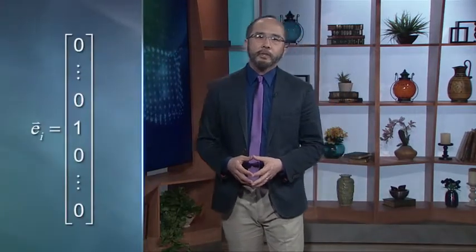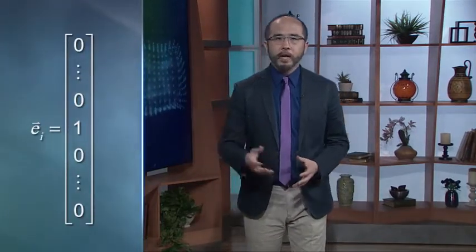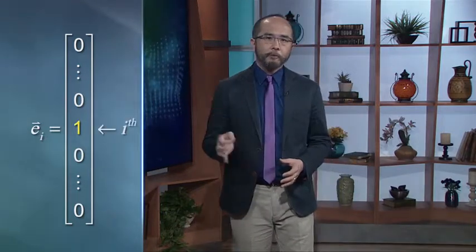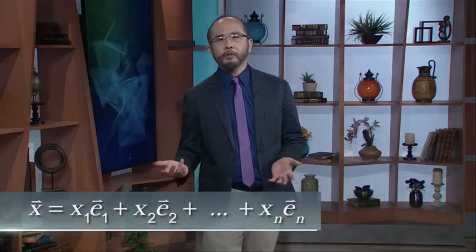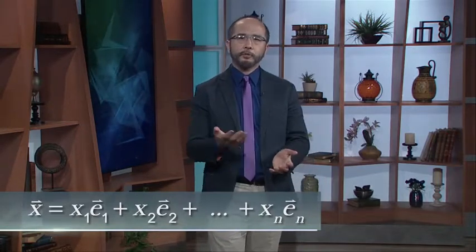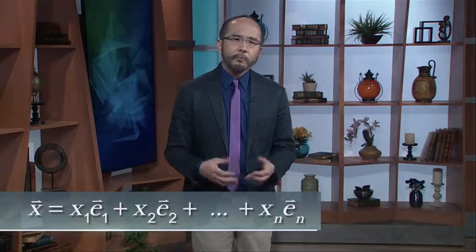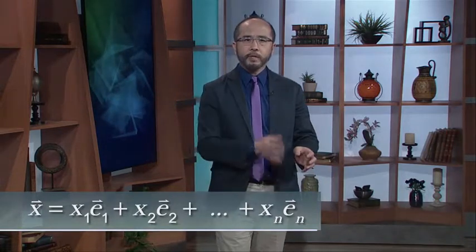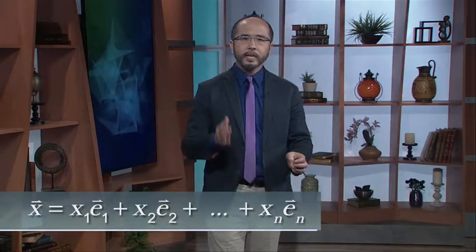This amazing fact is true because every vector can be written in terms of the standard basis vectors. Recall that the ith standard basis vector, e sub i, is the vector of all zeros except for a 1 in the ith position. Any other vector can be written as a linear combination of the standard basis vectors, because if you have a vector, let's say with components x1, x2 through xn, that can be written as x1 times the first basis vector plus x2 times the second basis vector, etc.